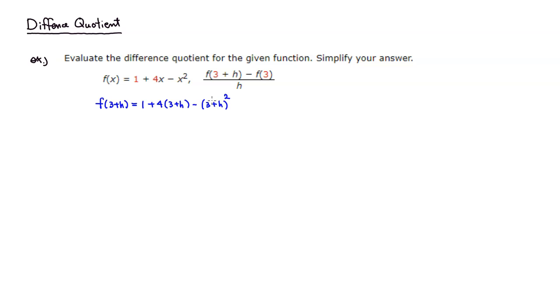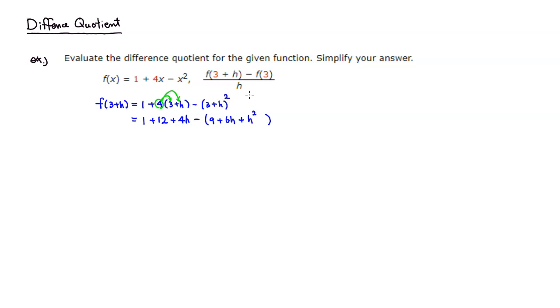So let's multiply out. This is going to be 1, and I'm going to distribute 4 to 3 and h. So 4 times 3 is 12, and 4 times h is obviously 4h. And a minus, then you have to square this, right? So I'm going to use a squared plus 2ab plus b squared. So 3 squared would be 9, plus 2 times 3 times h is 6h, and plus h squared.